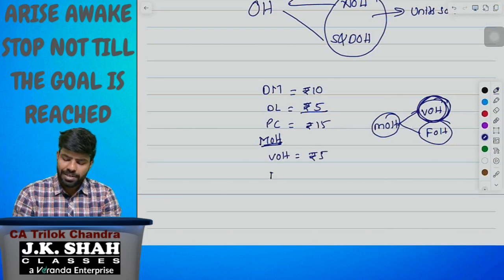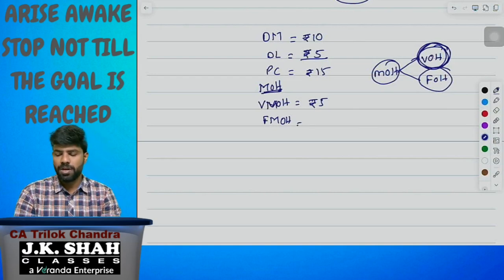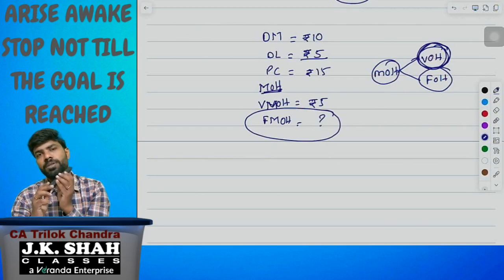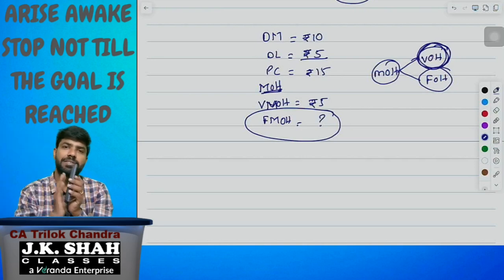Now it is time to add the fixed manufacturing overheads. Let me be precise. This is variable manufacturing overheads, and this is fixed manufacturing overheads. Now the question is how to charge fixed manufacturing overheads to this remote. What are the examples? Number one, rent of the premises. How to charge rent to this remote?